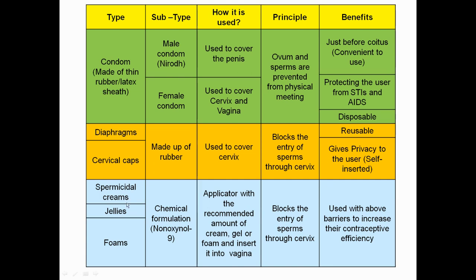Next are spermicidal gels, creams, and jellies. The basic chemical formulation is nonoxynol-9. They are applied with the help of an applicator and inserted inside the vagina, blocking the entry at the cervix. The basic thing associated with these creams, jellies, and foams is that they provide additional contraceptive utility with condoms and diaphragm or cervical caps. So they are used along with these above methods, not as a separate one.